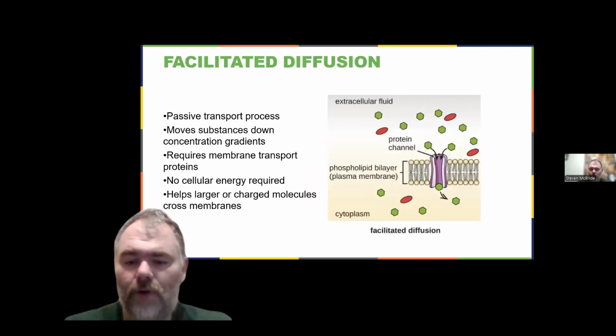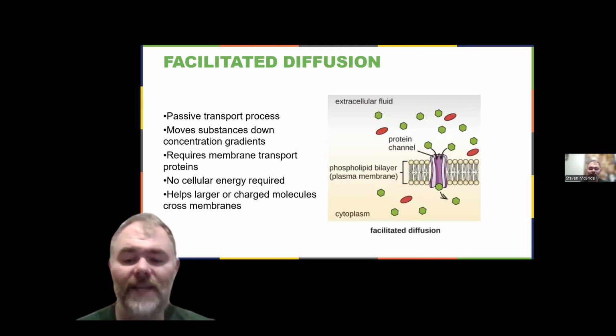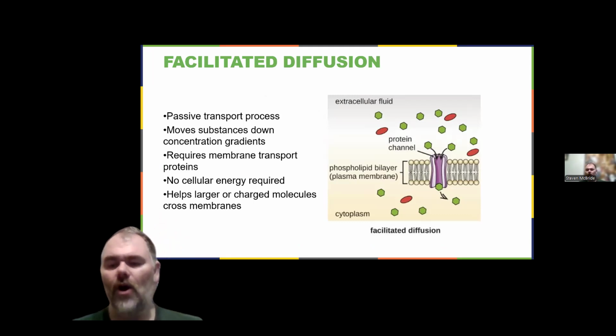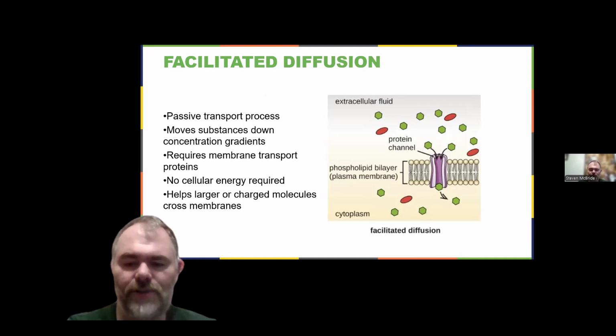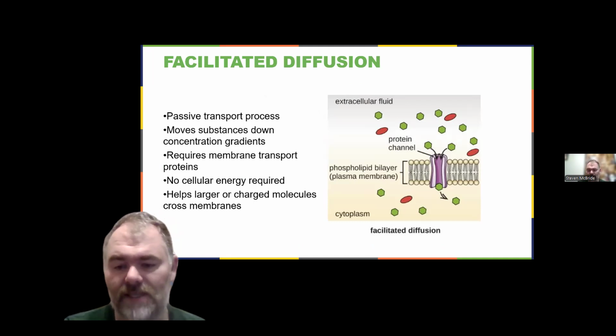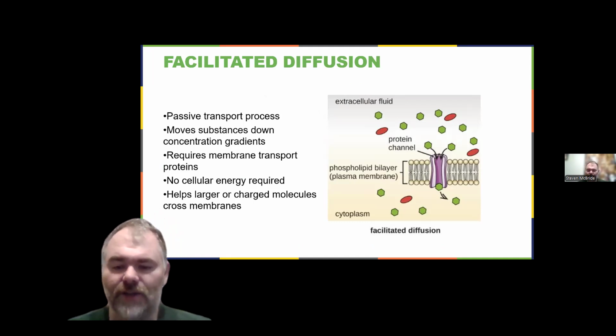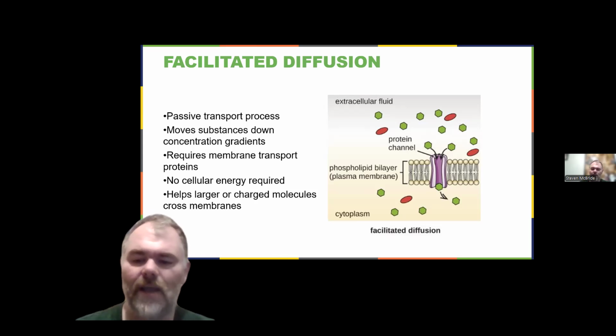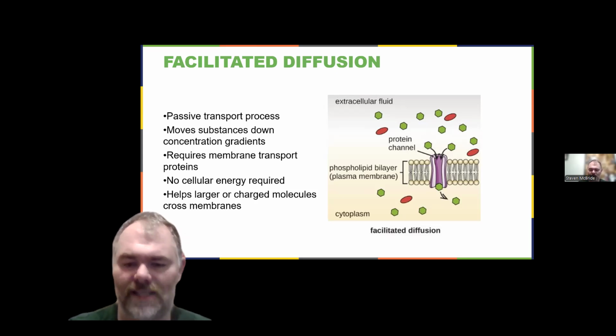Not all molecules can cross the membrane through simple diffusion. Many substances are too large, too polar, or too highly charged to pass through the hydrophobic interior of the phospholipid bilayer on their own. In these cases, cells use facilitated diffusion. Facilitated diffusion is still a passive transport process, which means substances move down their concentration gradient from high concentration to low concentration. However, facilitated diffusion requires membrane transport proteins. These proteins create pathways that allow specific molecules or ions to cross the membrane more easily.